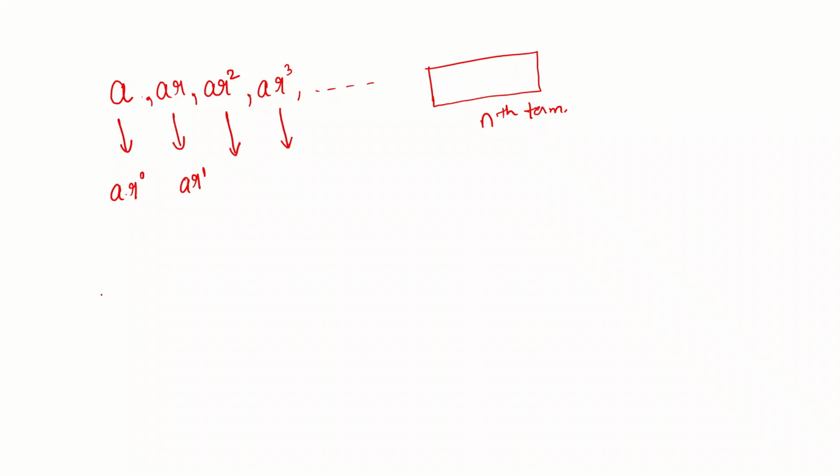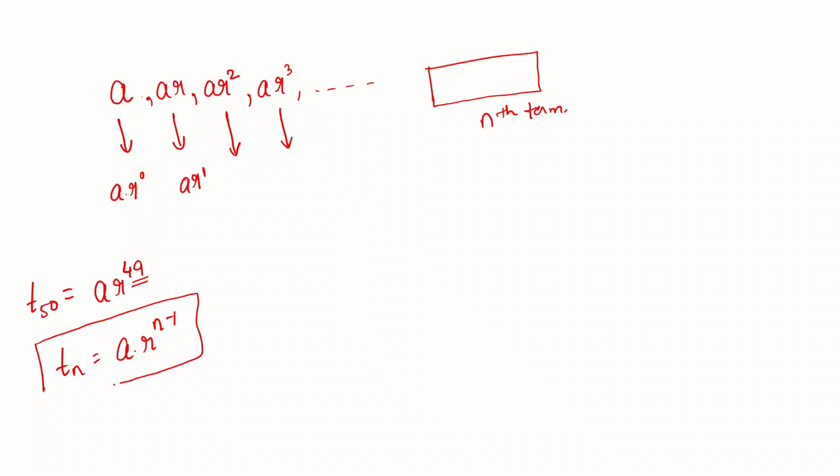So suppose I ask you to find the 50th term, it will be A R to the power of 49. That means 1 less than the rank of the term. So if I want to find T50, it will be A times R to the power of 49. So if I want to find the nth term, it will be A times R to the power of n minus 1. This is the formula for the general term of the GP. Tn, the nth term, is A, which is the first term, multiplied by R, which is the common ratio, to the power of n minus 1, where n is the rank of the term.